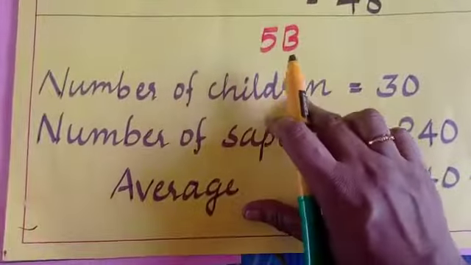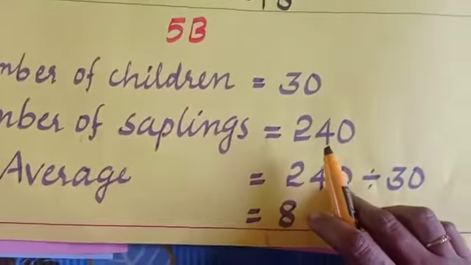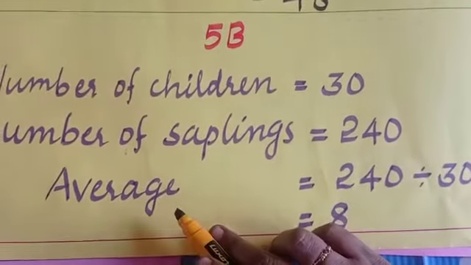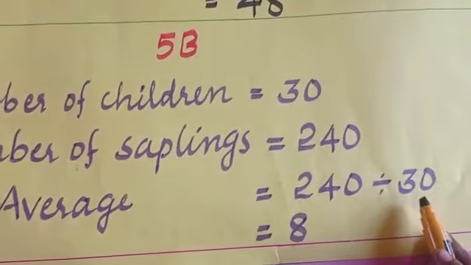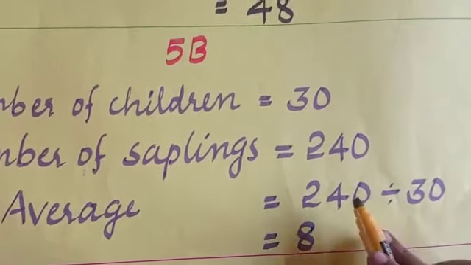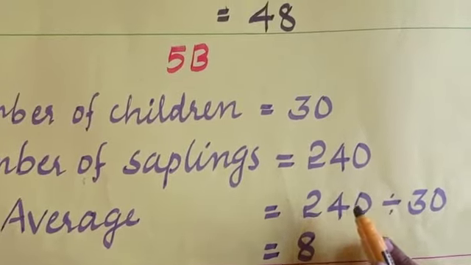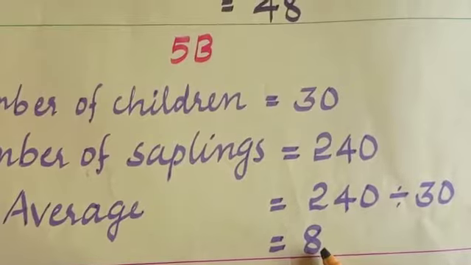In the case of 5th B, the number of children is 30. The number of saplings is 240. Then to find the average, we divide the number of saplings by the number of children. That is 240 divided by 30. 240 is the total number of saplings and 30 is the total number of children. Then we get average 8.